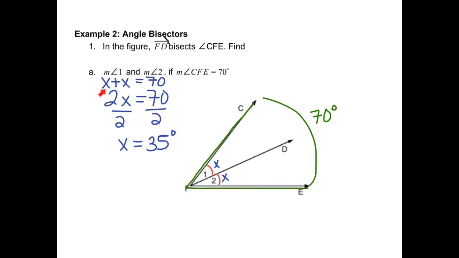So angle addition postulate says that if I add those two smaller angles, it equals the bigger angle. So 2x equals 70, x equals 35. In this case, I can label it with degrees because the x actually represents the measure of that missing angle. So measure of angle 1 and measure of angle 2 are 35 degrees each.